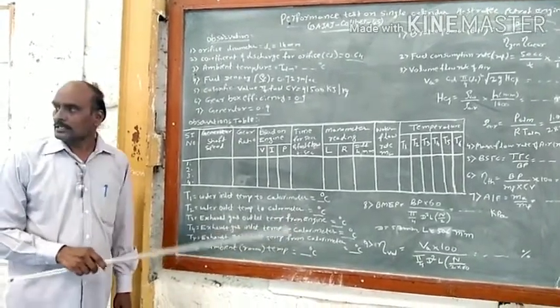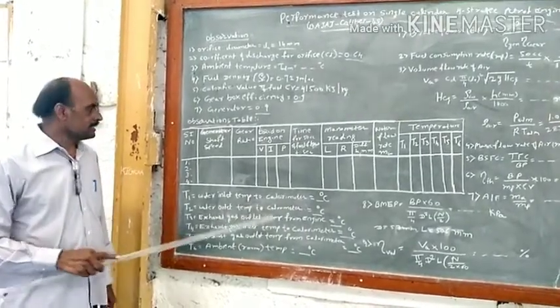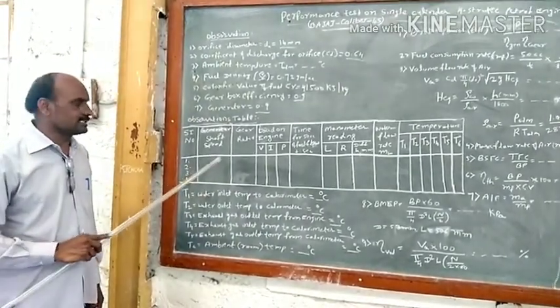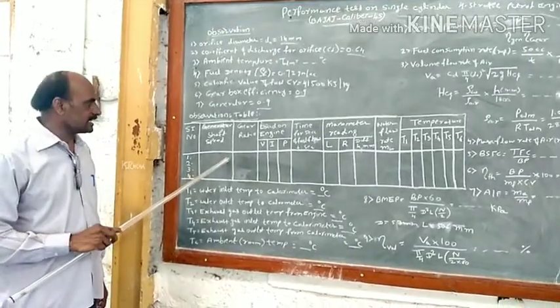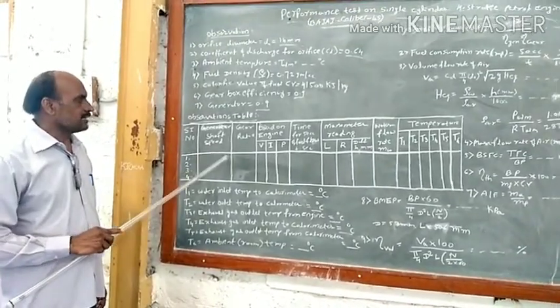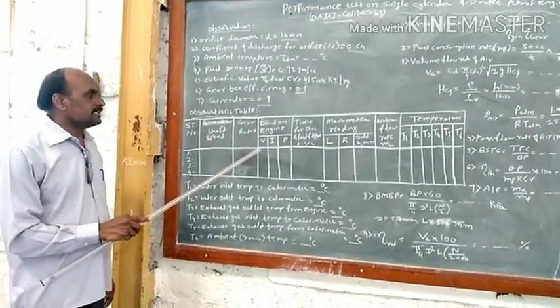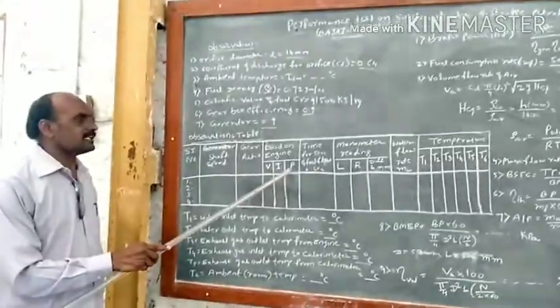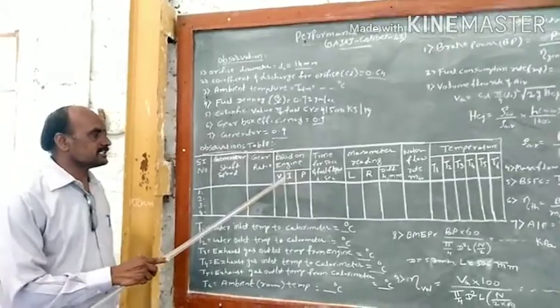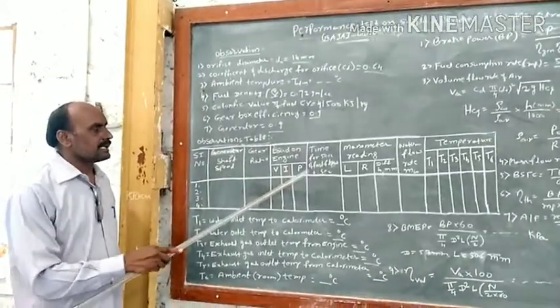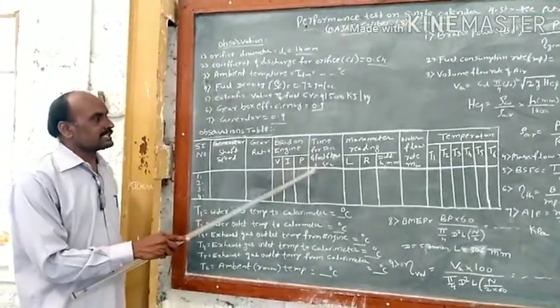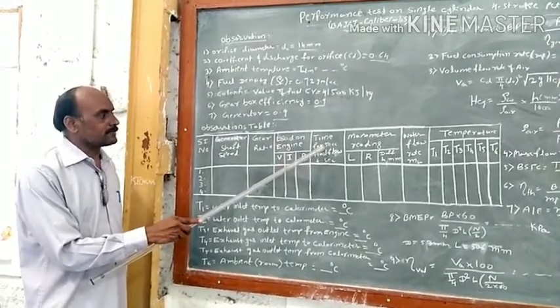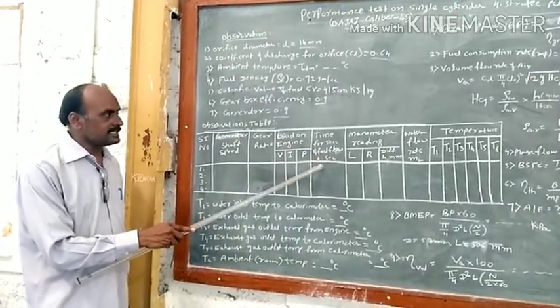So we have 4 coils in the setup, and initially no coil is switched on. The experiment is conducted at the rated speed, and we note down the load on the engine in terms of voltage and current, and we calculate the power, which is nothing but the product of voltage and current of the heater coil. And each time we note down the time taken for 50 cc fuel consumption in seconds.